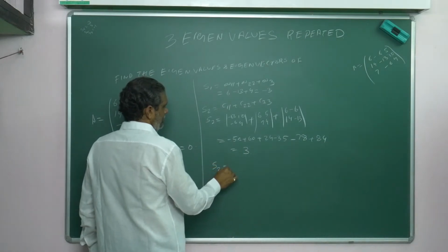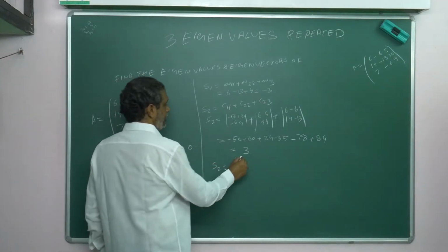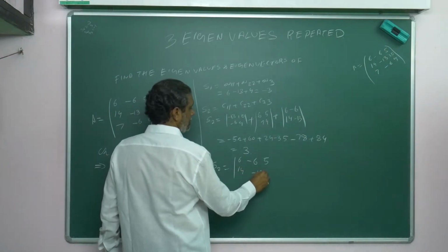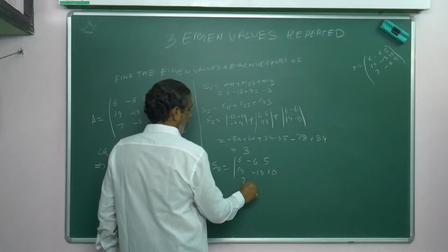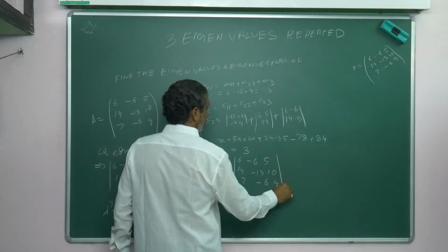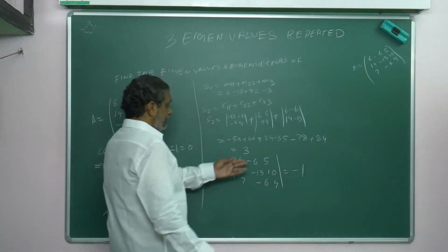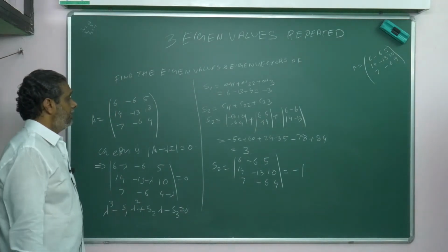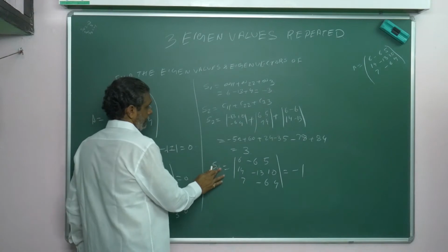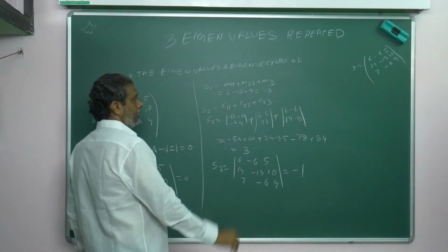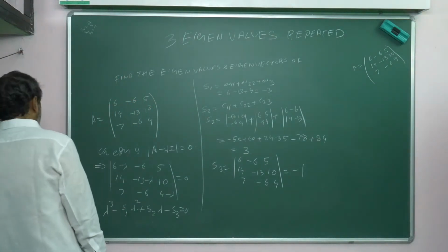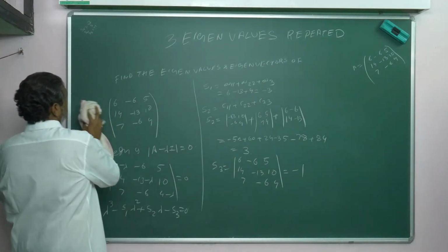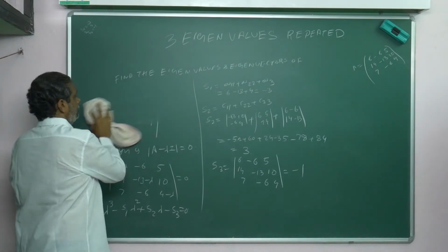Then S3 is equal to the determinant of the matrix 6 minus 6, 5, 14 minus 13, 10, 7 minus 6, 4. That is equal to minus 1. I am skipping this, you can do it yourself. Now with everything available, come back and write in the equation lambda cube.